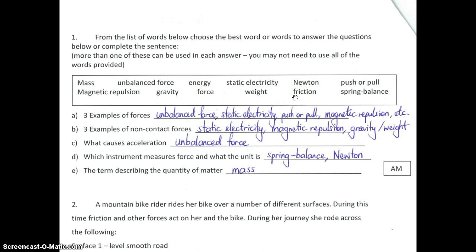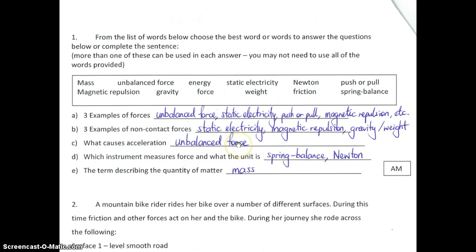Those are all forces. Some people didn't read the question very well and didn't do 3 examples. Also, some people just did push or pull and one other example. So I accepted push or pull as 2 in those cases. Non-contact forces are forces where the objects are not touching. So examples of that are static electricity, magnetic repulsion, and gravity or weight.